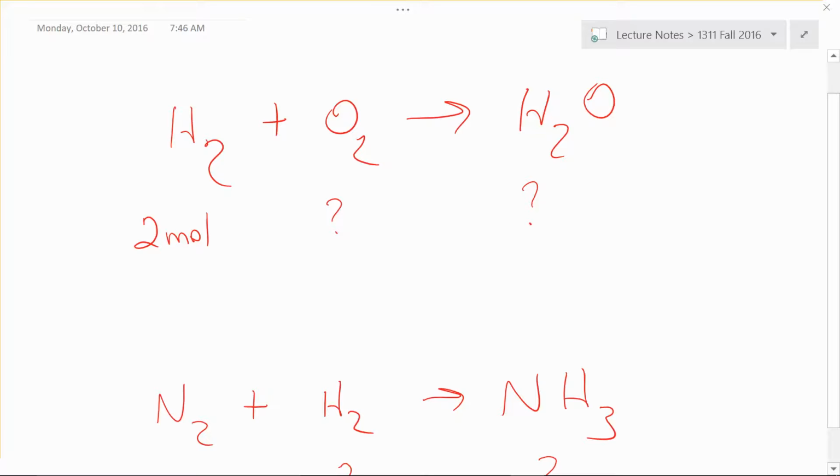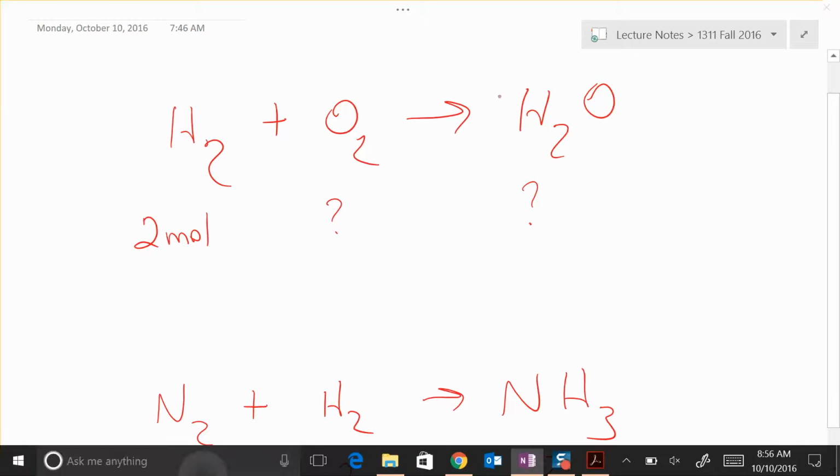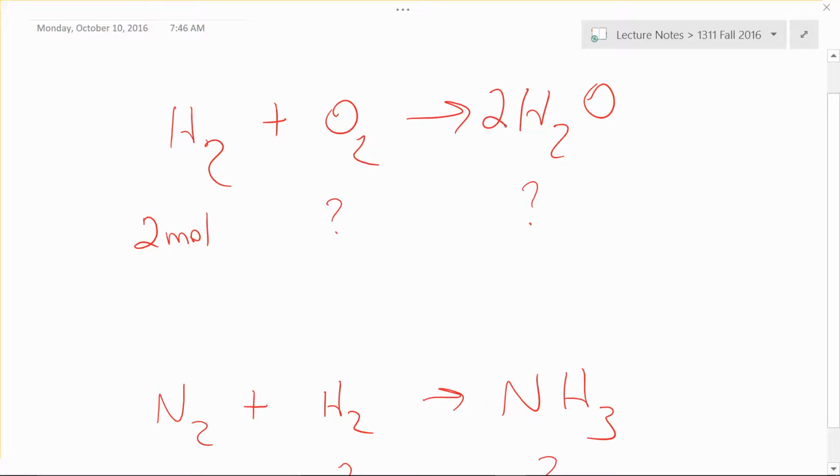So if I need 2 oxygens over here, right? So I'm going to put a 2 here. And that's going to cause me to have 4 hydrogens, so I need 4 over here. Okay. Now is it really clear why I need 1 mole of oxygen with 2 moles of hydrogen? Okay. But the other question is, how much water did I produce? How many moles of water? 2. I produced 2 moles of water.